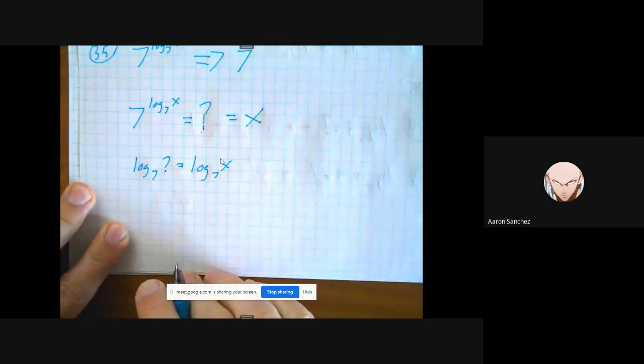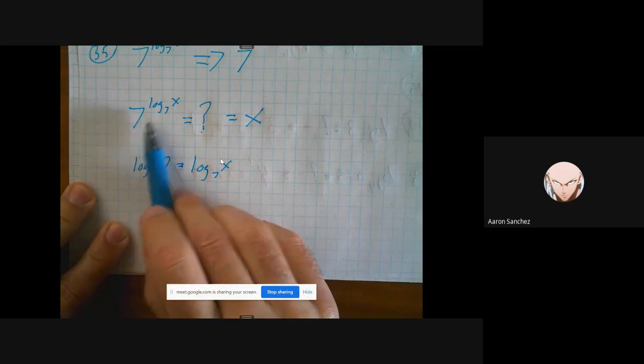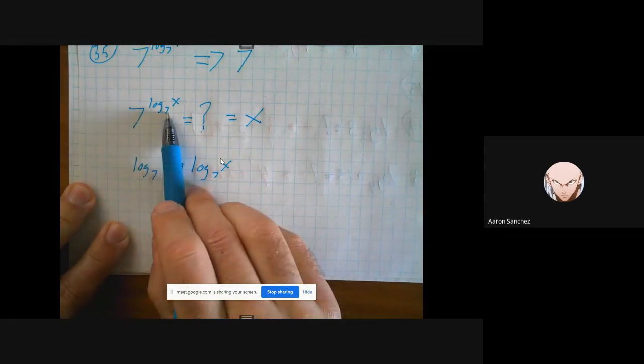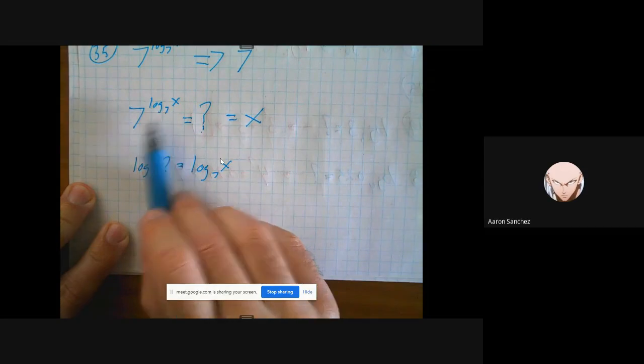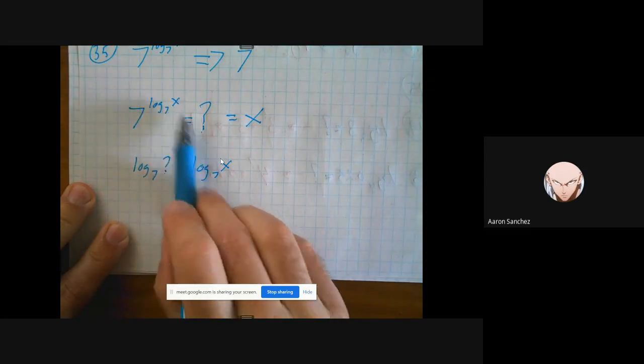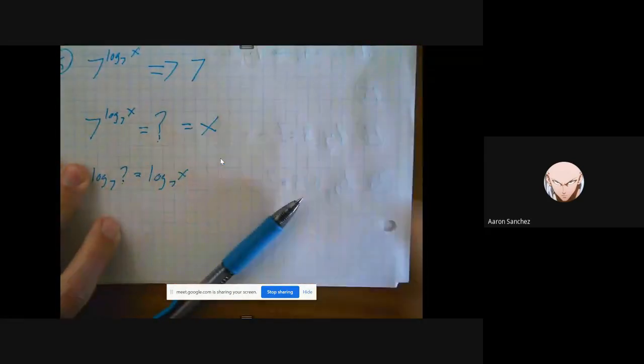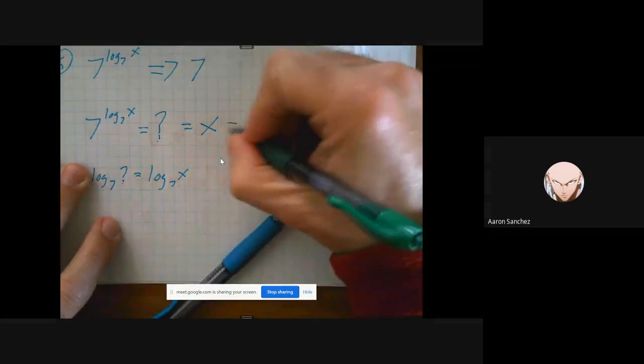Should equal x. So what's going on here? If I have a base raised to the log base, as long as these bases are the same, guess what? It's always going to be equal to this number here. So if I did this, let's do another one, so you can see another example of the pattern that happens.